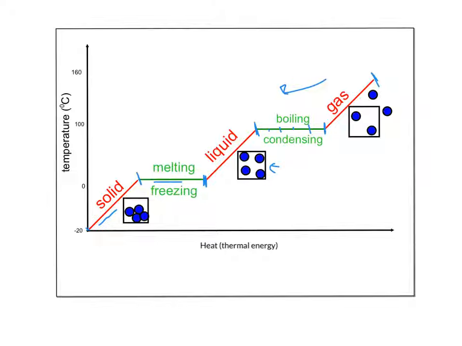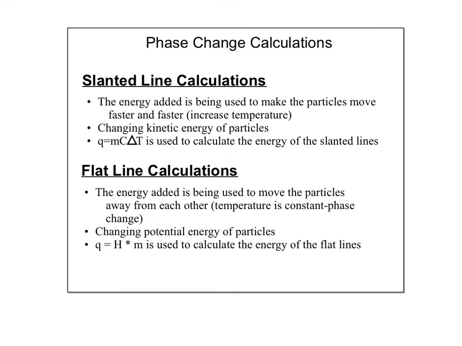Water is what we're going to use, but just know we can do this with any substance. It might just change the melting point, 0, and the boiling point, 100, if it's not water. Every substance will have its own melting point and boiling point. One cool thing with these graphs: if you have a problem and you sketch out the graph of what's happening to the particles, you can apply a calculation to each little line segment. So the slanted line calculation, those are the lines that had the angle: solid, liquid, and gas.